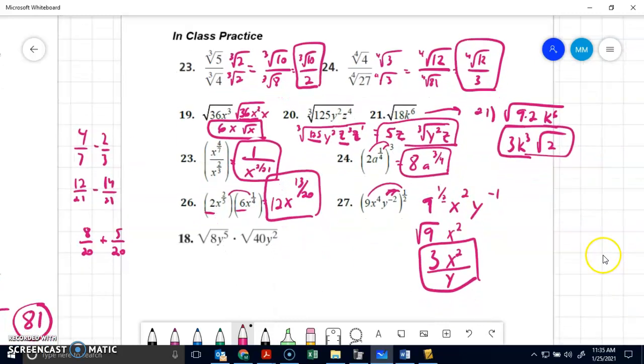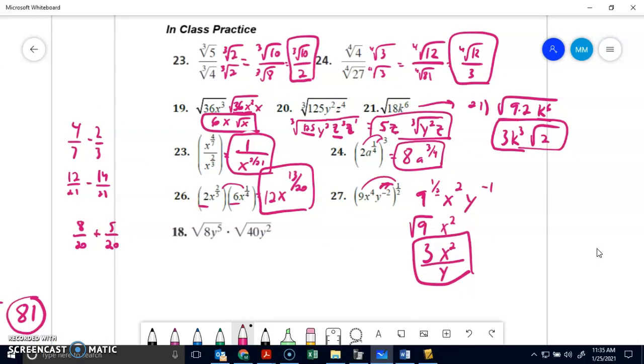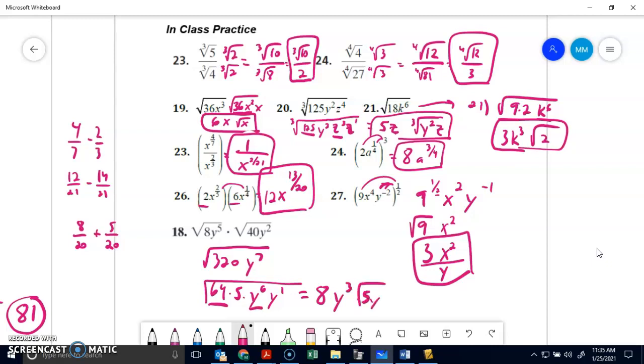All right, last one, number 18 here. We're going to multiply these. I have the square root of 320 y to the 7th. That's going to be 64 times 5. 320 breaks up into 64 and 5. Y to the 7th is y to the 6th and y to the 1st. The square root of 64 is 8. The square root of y to the 6th is y to the 3rd. And then inside the square root is a 5y still left.